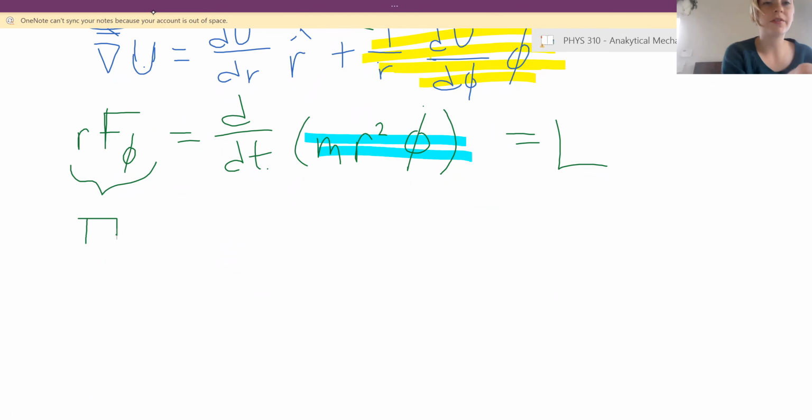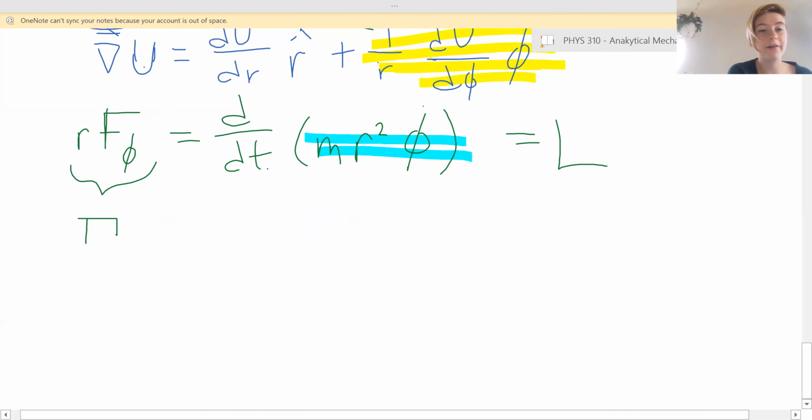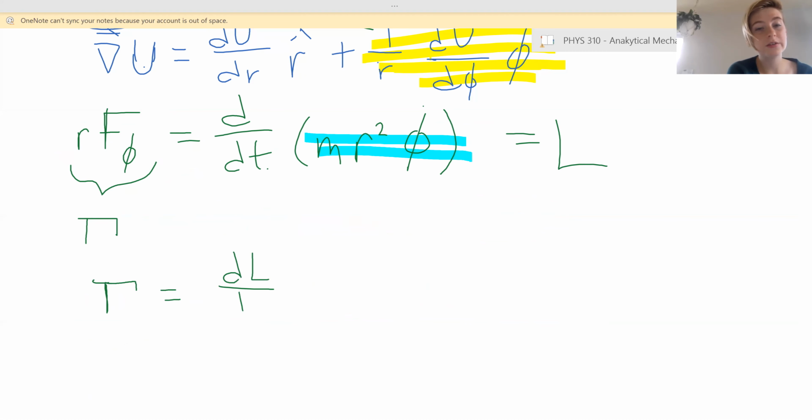So I'm just going to write that out clearly right now. Torque does have that right. It really does look like a hangman, guys. Torque is dL/dt. And this is something we know to be true, so it still holds even in polar coordinates with the Lagrangian function.